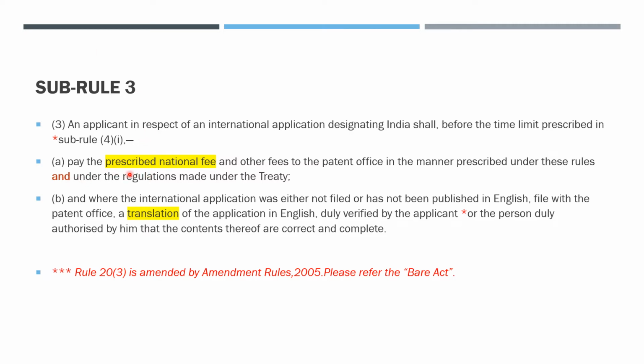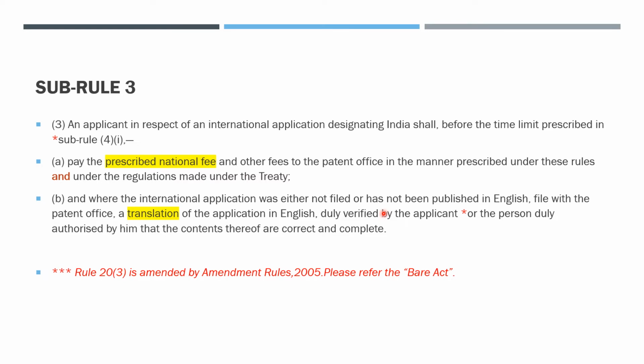So we can say 3A emphasizes on the national fee that is prescribed and other fees along with it to the Patent Office in the prescribed manner under these rules and under the regulations of the treaty. That means these two things are mandatory. Fine. The prescribed national fee and other fees to the Patent Office are to be paid under the rules and the regulations under the PCT. Both are mandatory.